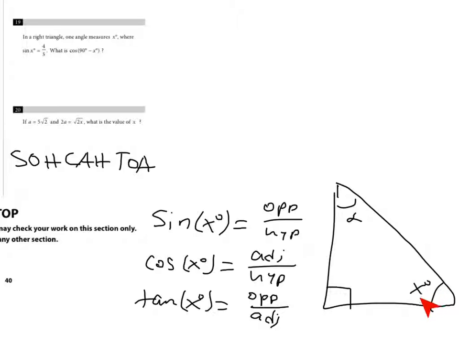So in our question, they give us some angle that measures x. In that case, sine of x is 4 over 5. Sine is the opposite side of x, so this will be 4 over my hypotenuse, which would be 5. What is the cosine now of 90 degrees minus x?